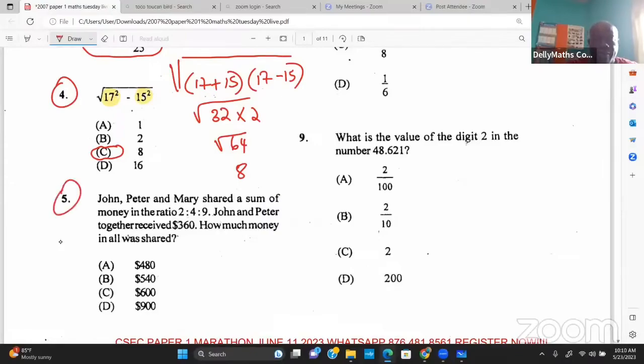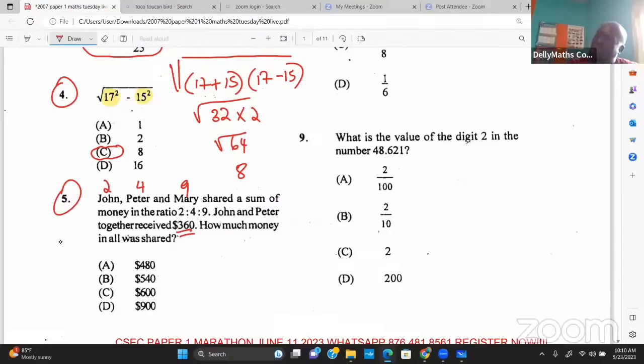All right, let's look at number 5. It says John, Peter, and Mary shared a sum of money in the ratio 2 to 4 to 9. So we're talking about 2 to 4 to 9, right? So always label your ideas so that you have enough information to go forward. John and Peter together received 360. So then we want to isolate this, but watch the question. How much money was shared?